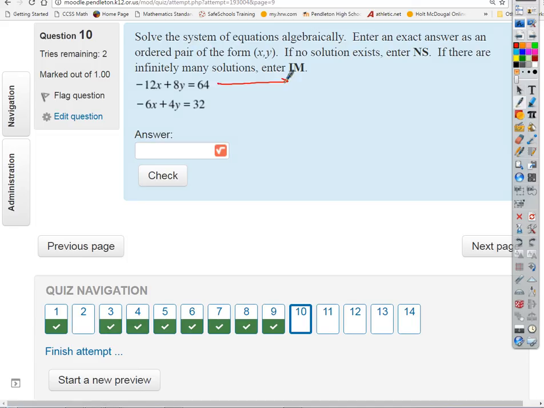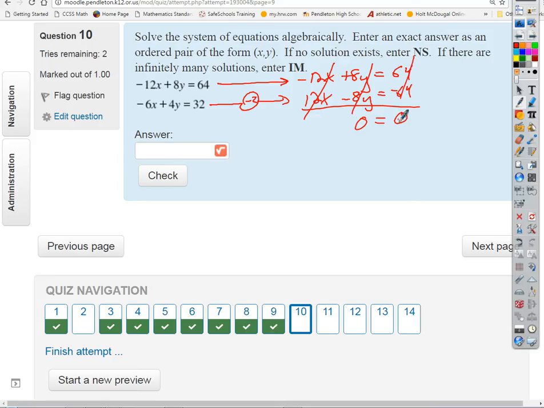So the top one we're going to leave alone. That one's just going to be negative 12x plus 8y equals 64. And the bottom one we'll multiply by -2. If I distribute a -2 all the way through, what do I get for each part of the equation? Positive 12x, negative 8y, equals negative 64. So when I add these up, the x's cancel and the y's cancel, so I get 0 on the left, and the constants cancel, so I get 0 equals 0.